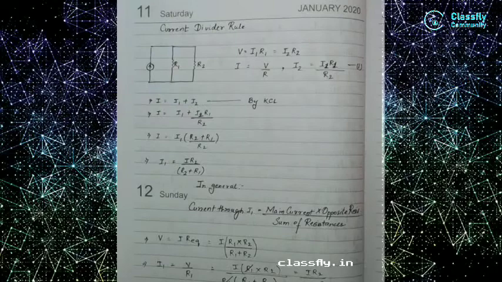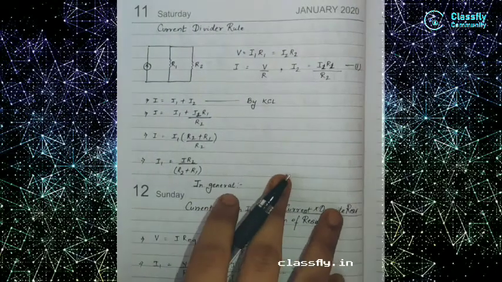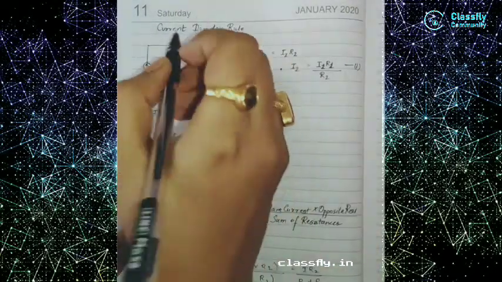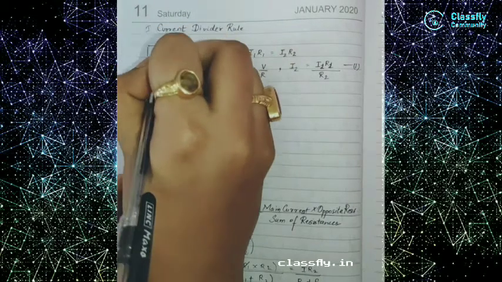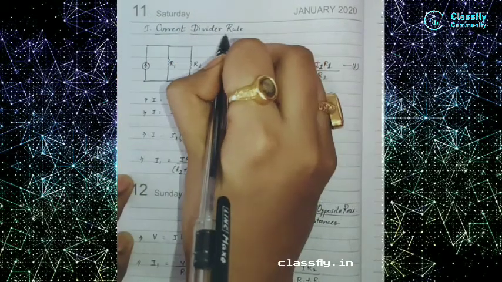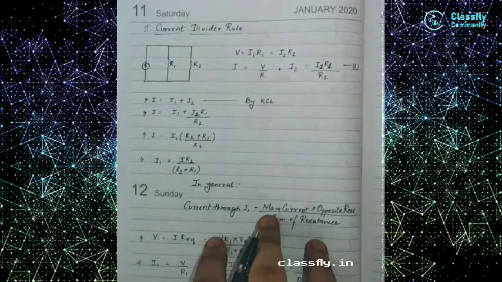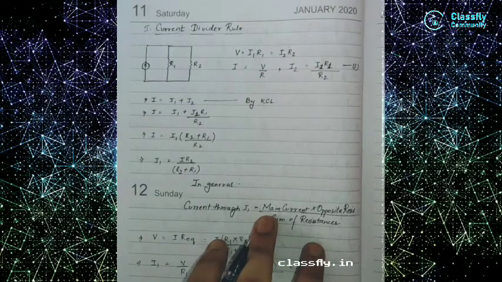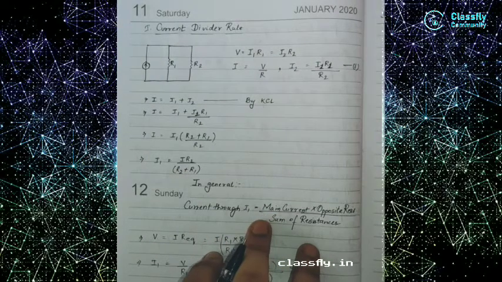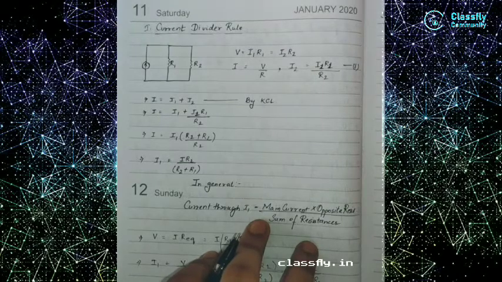Channel Classify Community. So today we will be doing the two rules: one will be the current divider rule and another will be the voltage divider rule. See, current divider rule means a circuit in which the current gets divided, and we all know that the circuit in which the current gets divided is the parallel circuit.